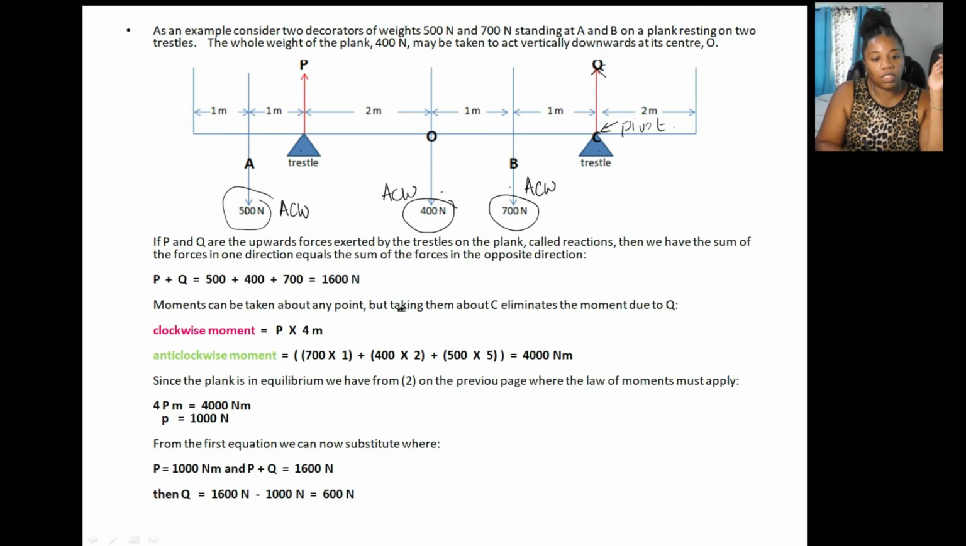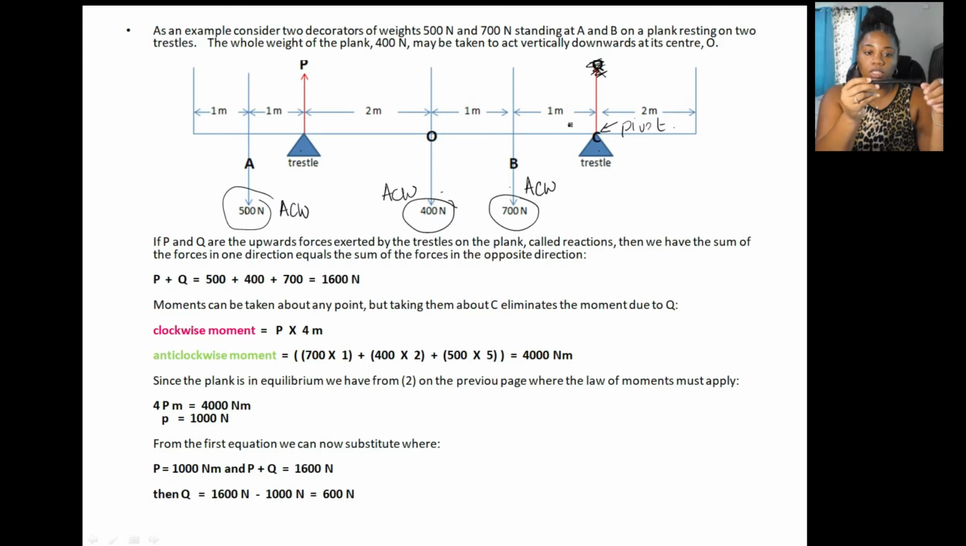The moment can be taken about any point, but taking them about C eliminates the moment due to Q. So we're not looking at Q right now. We're just going to look at C as a pivot, right? And so if we put this here on C, and we look at B, O, and A, they're all going down the same direction, which is anti-clockwise.